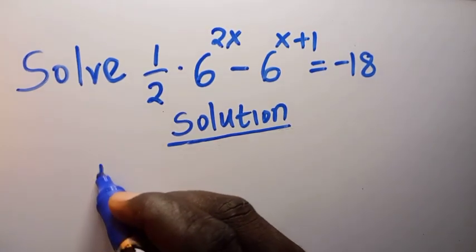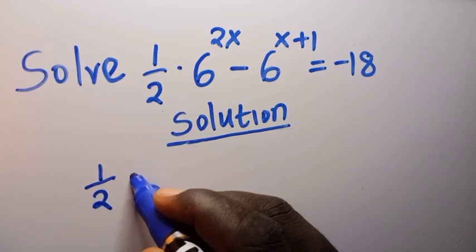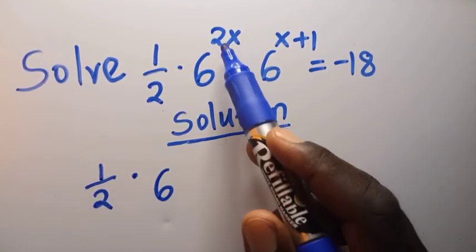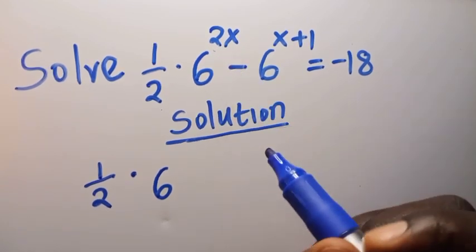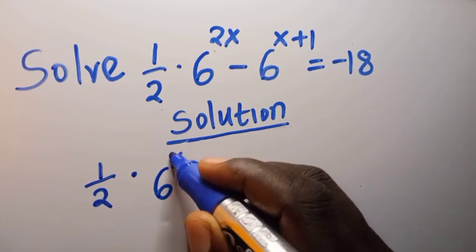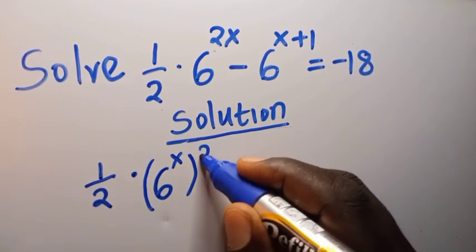This is a half times 6. So I want to break this power using the laws of indices. This can be 6 raised to x, then I close the bracket raised to 2.